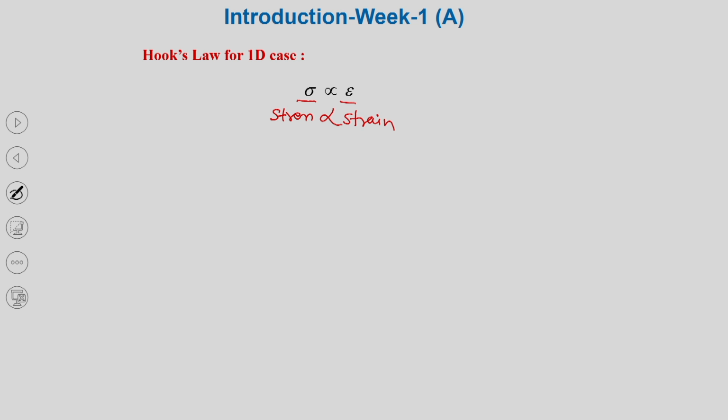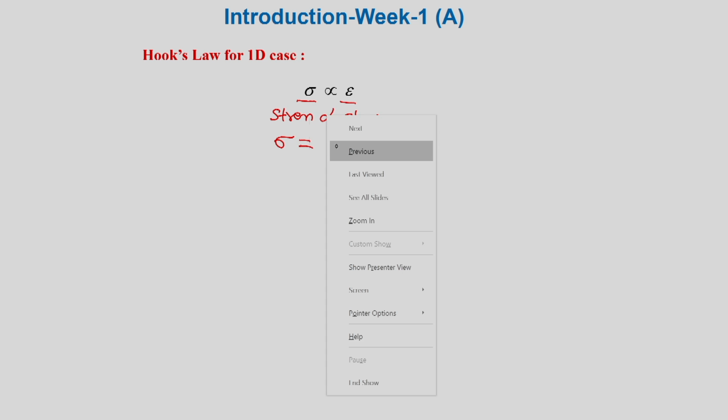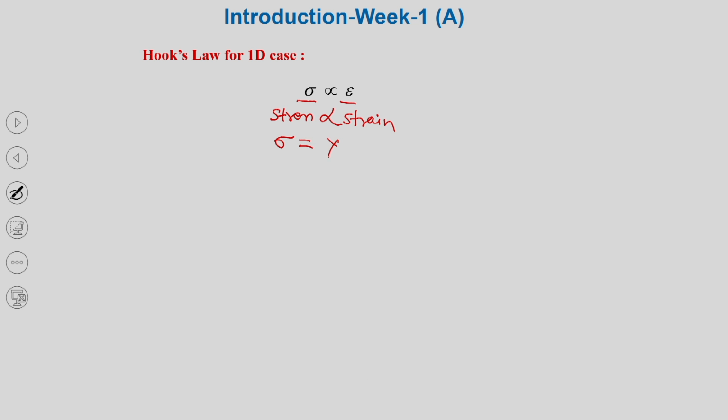If you remove this proportionality constant, it becomes Y epsilon, or sometimes we call it E. So, this is known as Young's modulus of elasticity. But what about the 3-dimensional case?